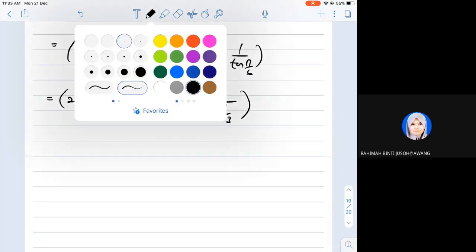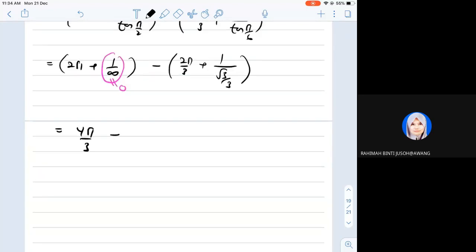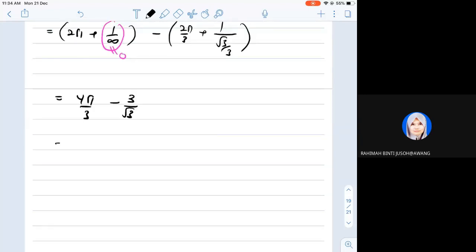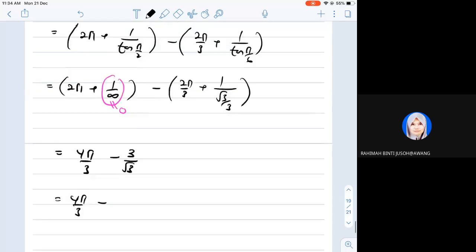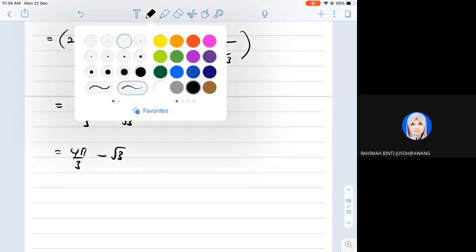So this one should be 0. 1 over infinity is 0. So 2 pi minus 2 pi over 3. 2 pi, 2 kali 3, 6. 6 tolak 2, 4 pi per 3. And then minus, minus 1 over square root 3 over 3 is actually 3 over square root 3, isn't it? So we will have 4 pi over 3 minus 3 bagi square root 3 should be square root 3 lah. Okay, so we have this answer.